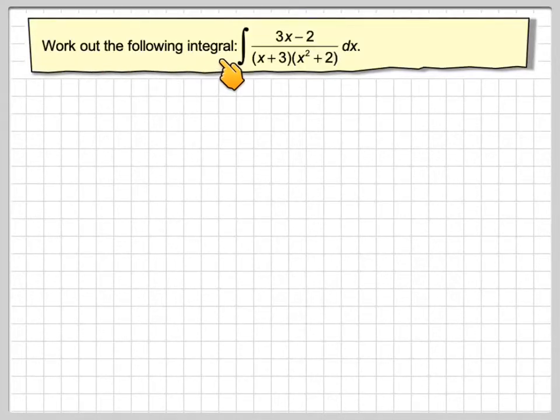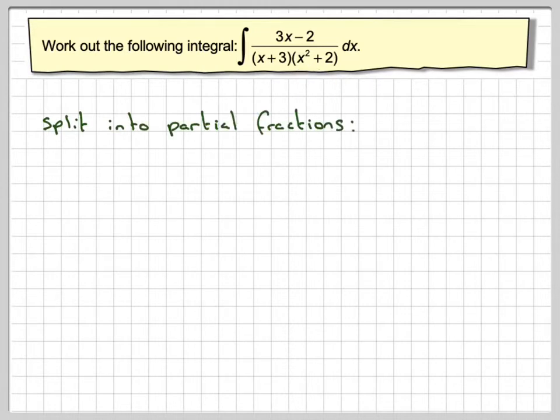Work out the following integral: the integral of (3x - 2) over (x + 3)(x squared + 2). Now this might be something new for a lot of you, but this can actually also be split into partial fractions.